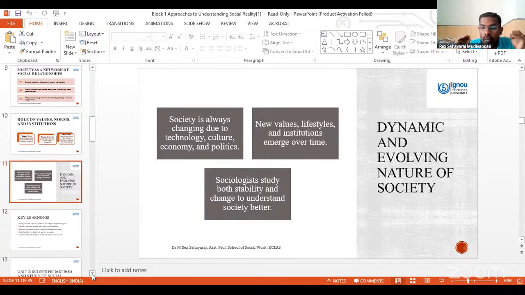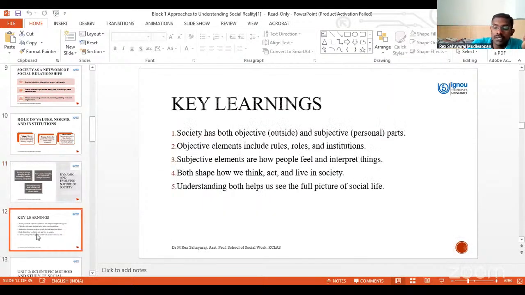Technology always has a major impact on the society's values, norms, and cultures. So new values, lifestyles, and institutions emerge over time. Sociologists study both stability and change to understand society better. So these are the key learnings that we have learned on this.